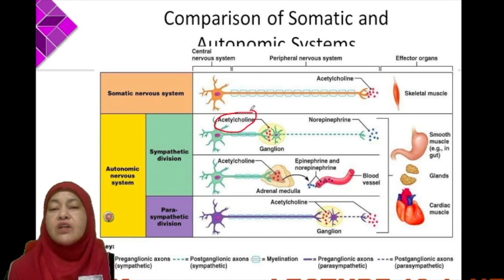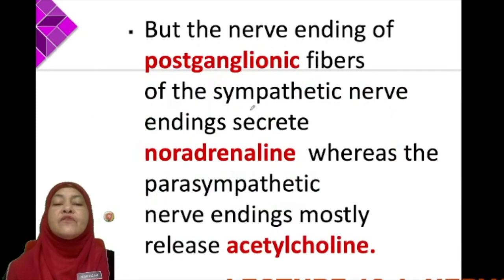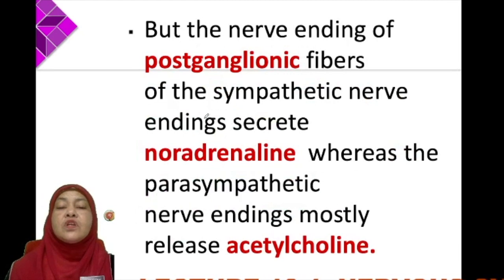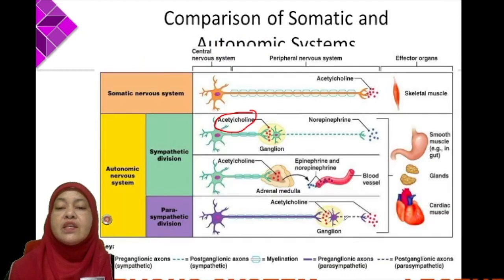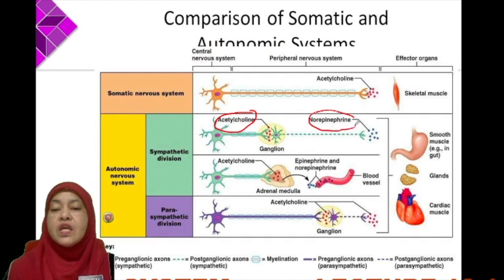Okay, so how about the postganglionic fibers or postganglionic neuron? This postganglionic neuron will secrete noradrenaline, whereas the sympathetic nerve endings mostly release acetylcholine. So you can observe, class, there is no epinephrine. And just now, what did the teacher mention?